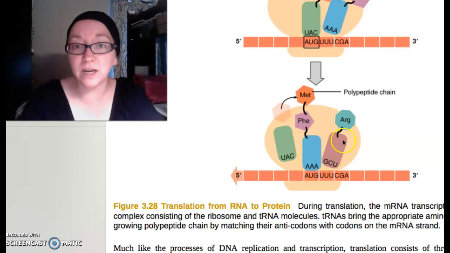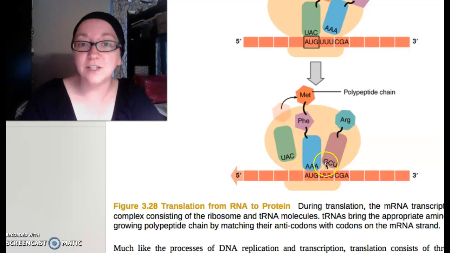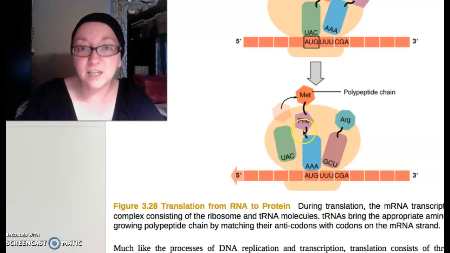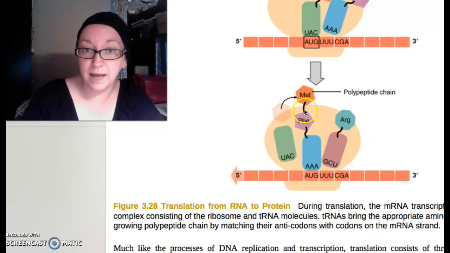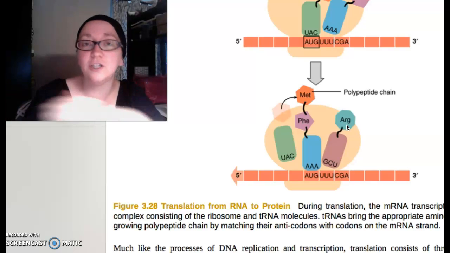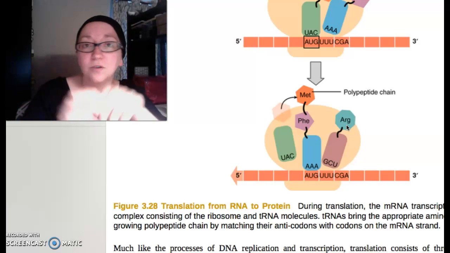So you can see here we're bringing in the next one. Looks like it's GCU, and it's going to have an arginine on it. And each time these are making bonds, we say those are peptide bonds as they are binding the amino acids together. And then this one's going to bind over here with this one. And you just keep stringing them on, like a series of instructions or pearls on a chain.